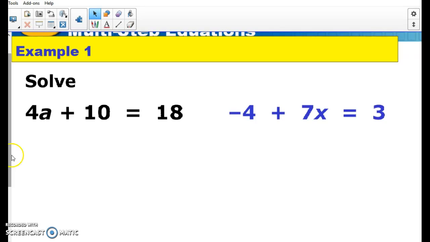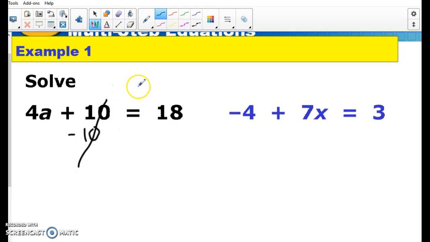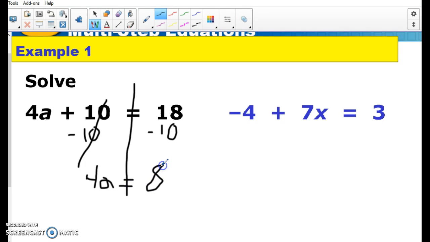Alright, and this is more like what the book problems look like. So if I have 4a plus 10 equals 18, I'm going to subtract 10 from each side. Remember, if I do it to the left side of the equal sign, I have to do it to the right side of the equal sign. So I'm going to end up with 4a equals 8. I'm going to divide both sides by 4 and end up with a equals 2.